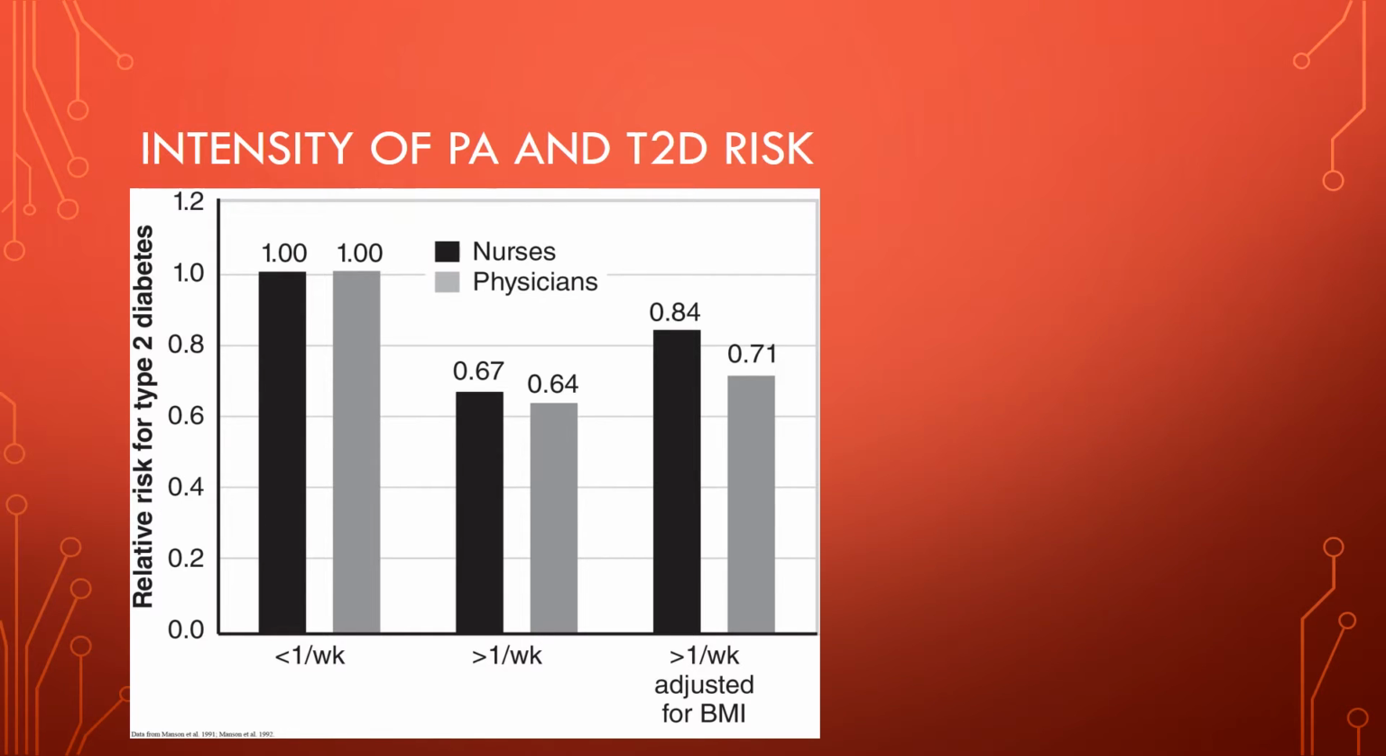And so in nurses and physicians who were exercising more than once a week, there was a significant reduction in risk for type 2 diabetes, and after adjusting for BMI, which is a potential confounder, you still see a decreased risk.